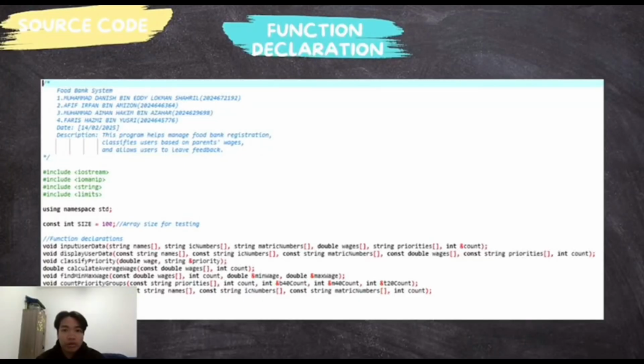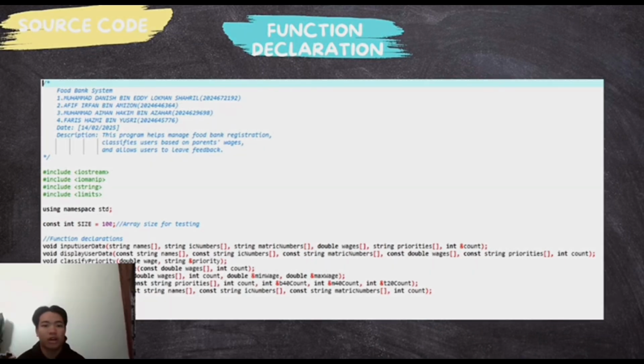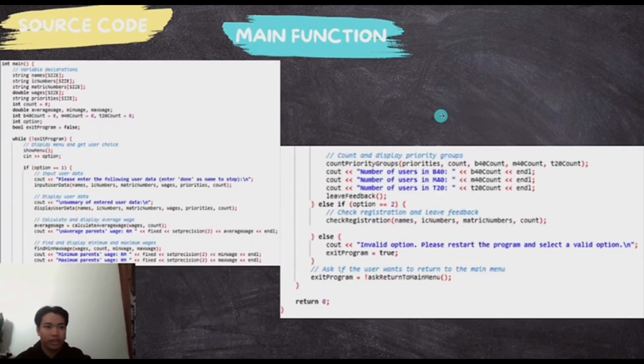Assalamualaikum warahmatullahi wabarakatuh. My name is Muhammad Dini bin Idul Masyaril with metric number 2024672192. Today I will be presenting our food bank system, which improves the organization and efficiency of food banks by managing user information and prioritizing assistance. As you can see here, these are our function declarations and our allocated array size. Let's move on to our main function.